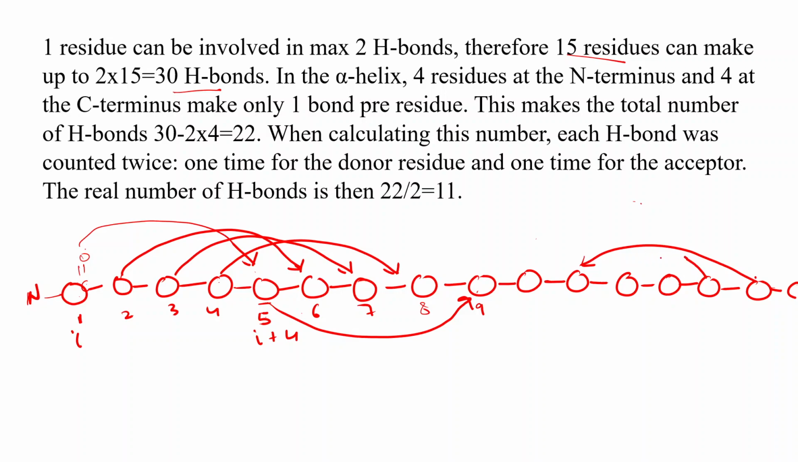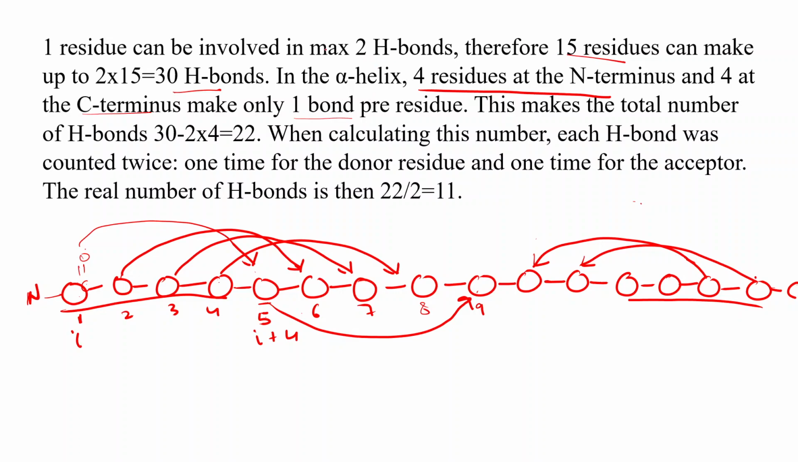And similarly, and so on. So if you see, the first 4 and last 4 amino acids will make only one hydrogen bond. That is why in an alpha helix, 4 residues at the N terminus and C terminus can make only one hydrogen bond. That means this will be one bond per residue. Sorry, one hydrogen bond, I'm sorry.